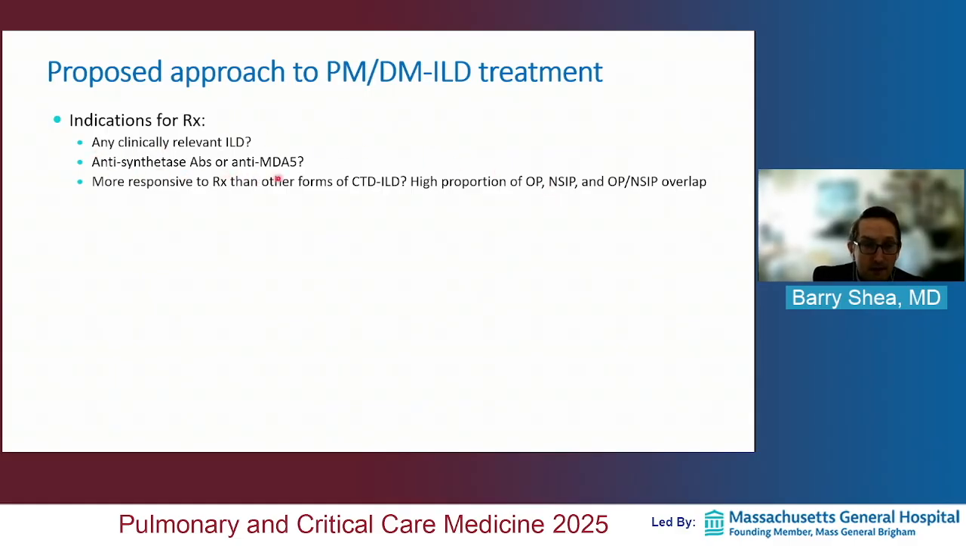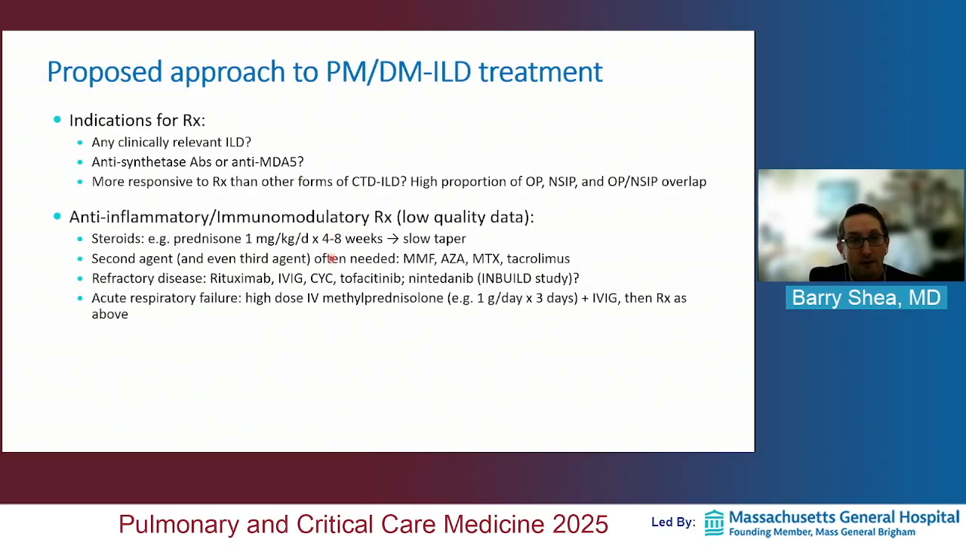Patients with anti-synthetase antibodies or anti-MDA5 are thought to be at high risk for disease progression and may be indications for treatment as well. There's a lot of small studies looking at different treatment approaches for myositis-associated ILD without really any good randomized controlled trials. Standard of care is generally considered high-dose steroids to start, followed by a taper. These patients almost invariably need a second agent and sometimes even a third agent, with mycophenolate, azathioprine, methotrexate, tacrolimus, rituximab all being reasonable options.